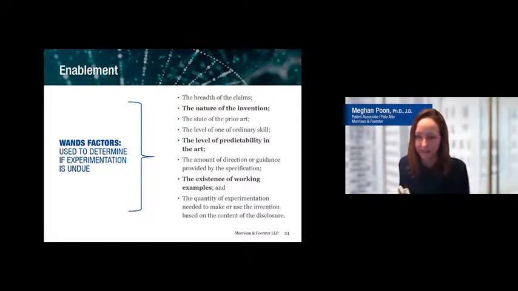The second is the nature of the invention. And what that means is, is this a very complex invention? Is it a simple invention? Which sort of feeds into some of the other factors. So biologics tend to be more complicated inventions, which raises the requirement to enable claims. Another one of the key inquiries for enablement is the level of predictability in the art. And biologic inventions are notoriously unpredictable.